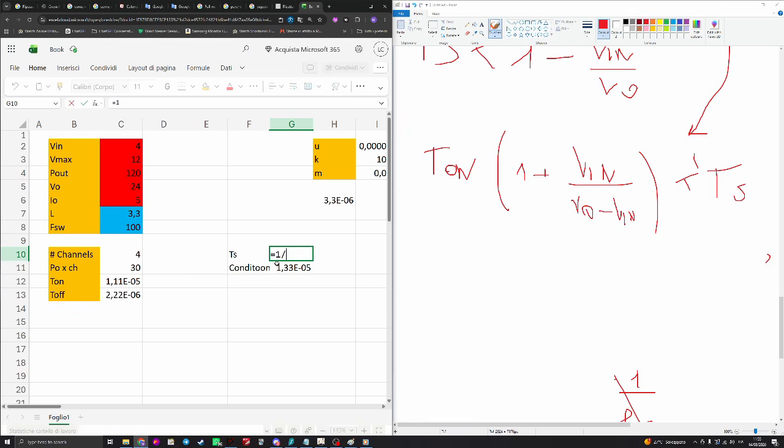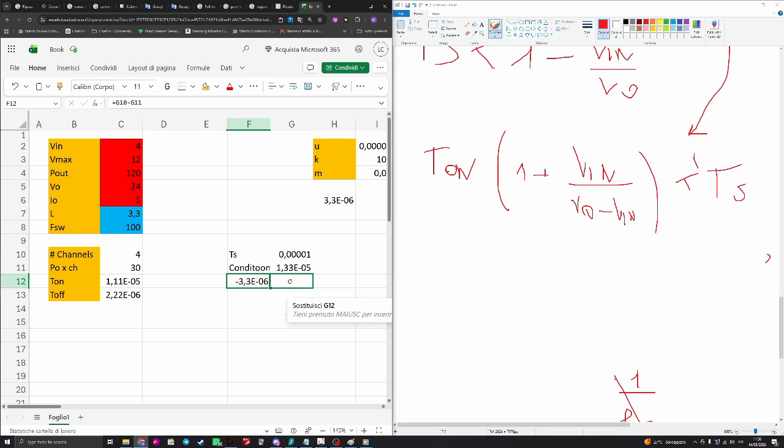So TS is 1 over the switching frequency times K. And it is. Because if you do this minus this, you have... no, it's not. Apparently it's not. Okay, so in this condition we are not in DCM, which means that we either have to lower the switching frequency a bit.